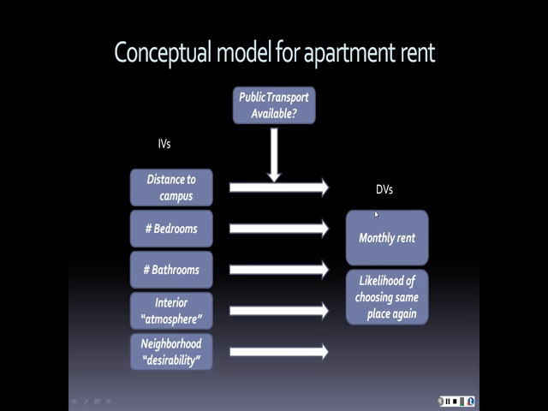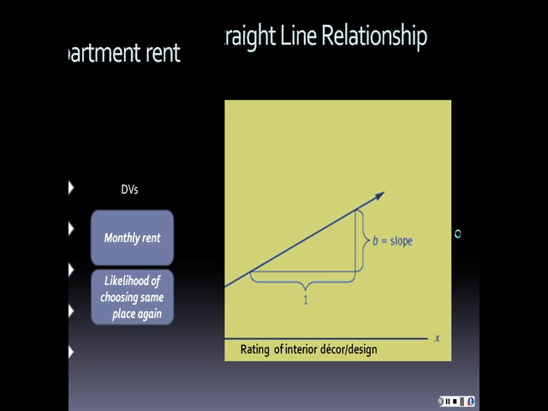So we could look at monthly rent as a function of one or more of these variables. If we looked at the relationship between one of these IVs and monthly rent, that would be a bivariate regression. If we looked at more than one IV and their effects on the DV, that would be a multivariate regression.